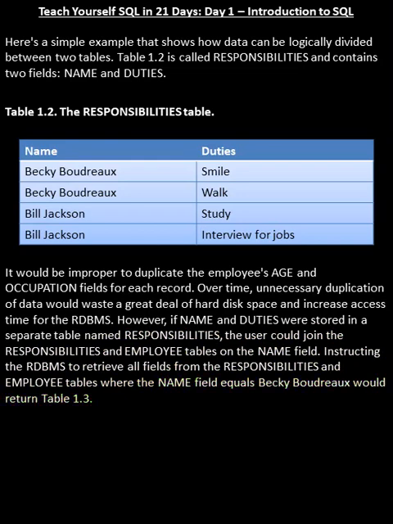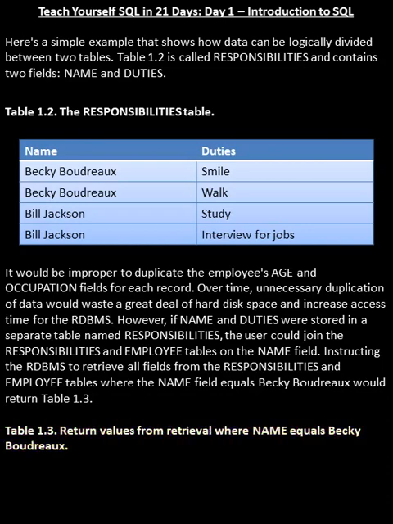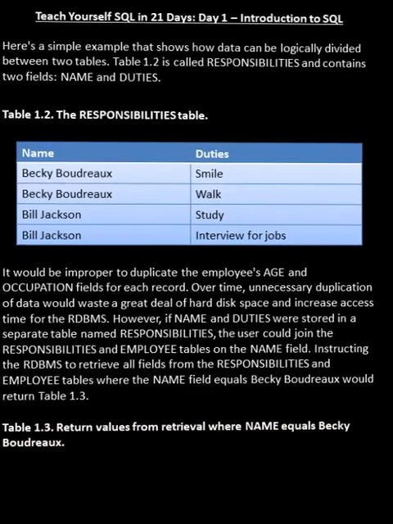Instructing the RDBMS to retrieve all fields from the Responsibilities and Employee tables where the name field equals Becky Boudreau would return Table 1.3. Table 1.3. Return values from retrieval where name equals Becky Boudreau. Name, age, occupation, duties. Becky Boudreau, 25, model, smile. Becky Boudreau, 25, model, walk. More detailed examples of joins begin on day 6, joining tables.